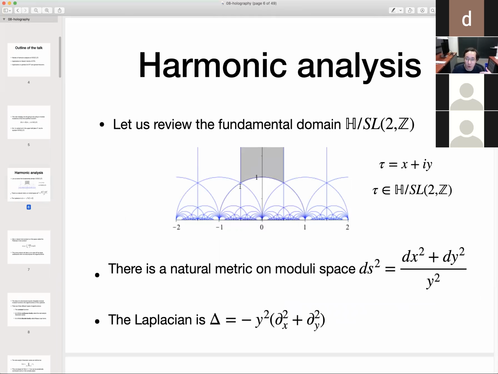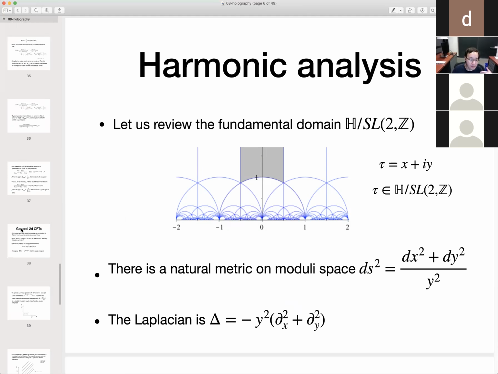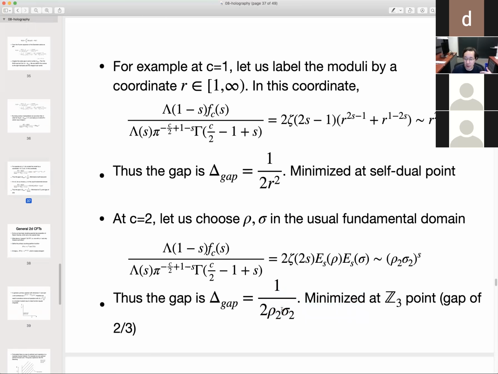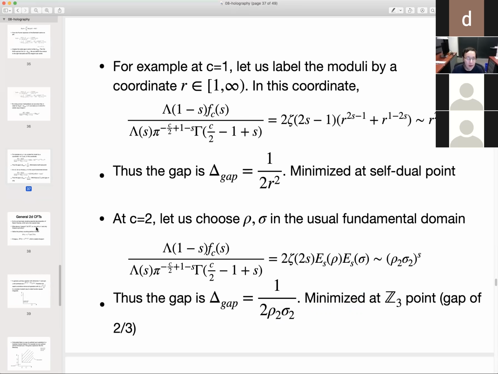Well, we can just look at this picture right here. That's minimized at this point right here, the Z3 symmetric point, which has a value of square root of 3 over 2. So if you plug in square root of 3 over 2 for both rho 2 and sigma 2, you get a gap of 2/3, which is the maximum gap possible for a C equals 2 Narain theory. And I think it would be interesting to understand harmonic analysis of O(C,C) well enough to be able to say, hopefully analytically, what the gap is as a function of all C. I don't know if that's possible or not, but I think that's a possible avenue.